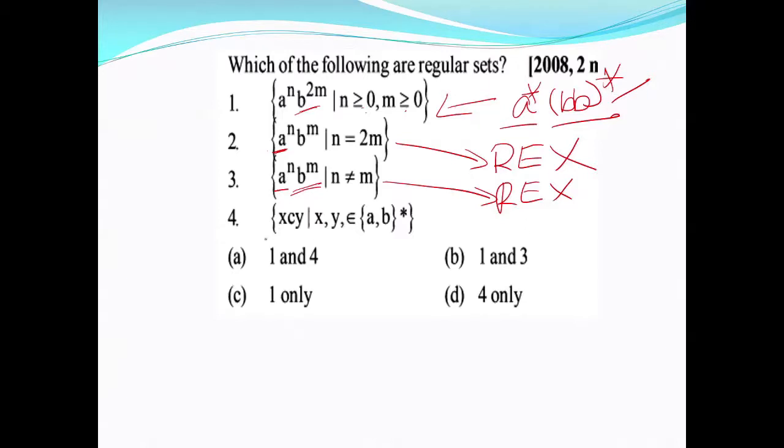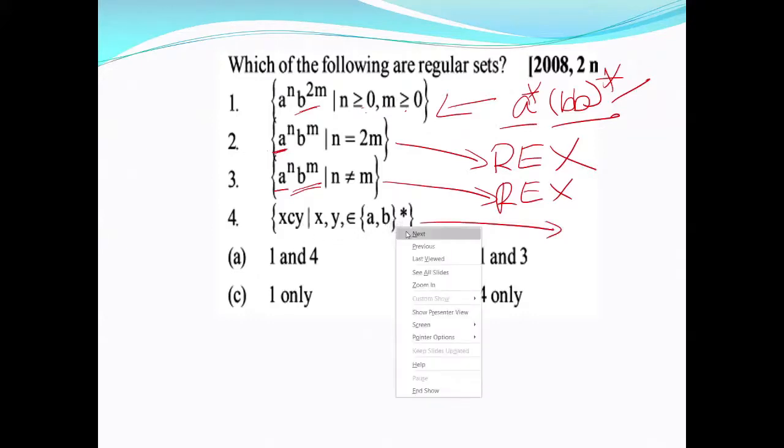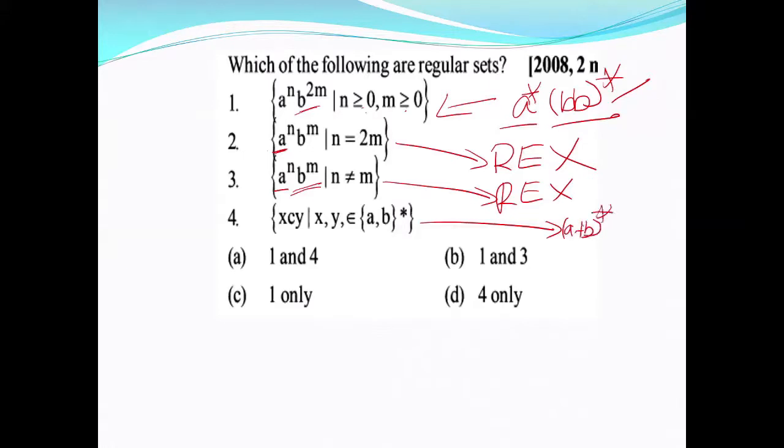So you cannot remember. Now if you look at this, x is a string of a's and b's, y is a string of a's and b's. So what do you get? (a plus b) whole star, then c, then (a plus b) whole star, right? c is a single alphabet symbol, right? So these two have regular expressions. For these two you cannot write one, and hence 1 and 4 are regular sets. Look at this. So this option is correct for me: 1 and 4 are regular sets.